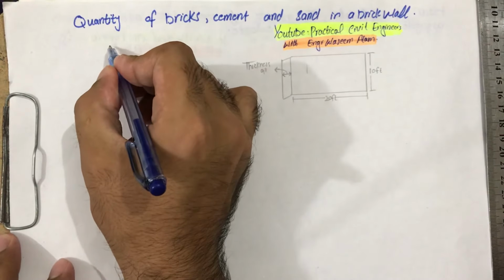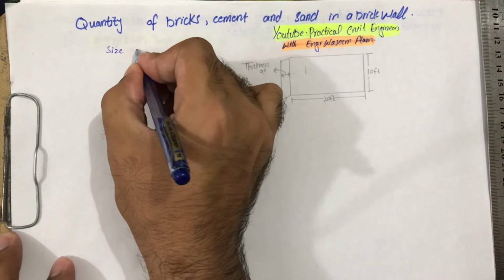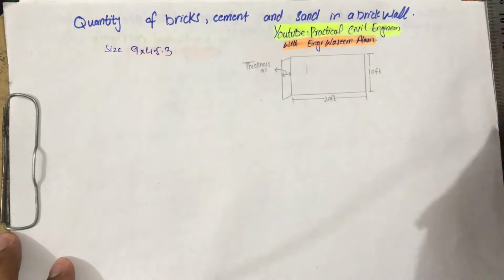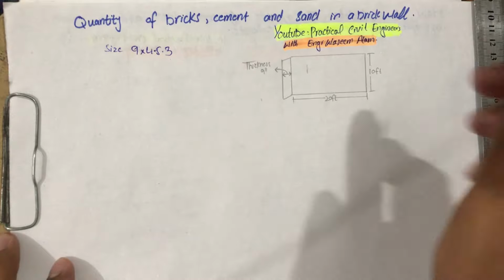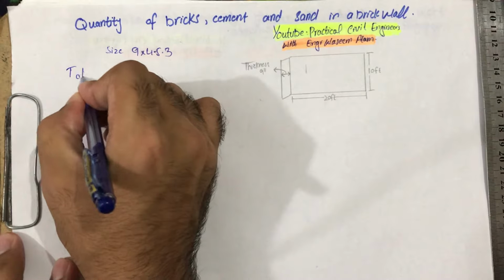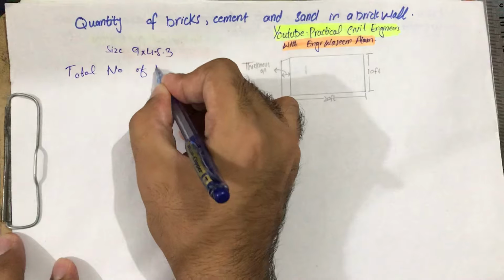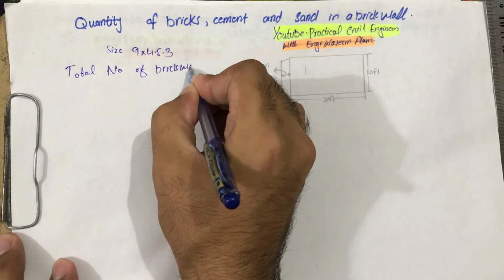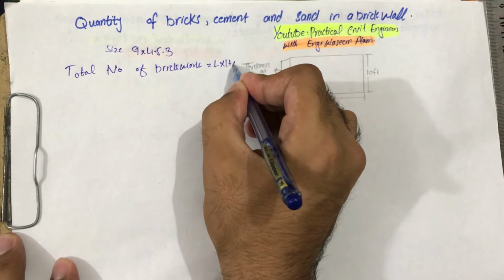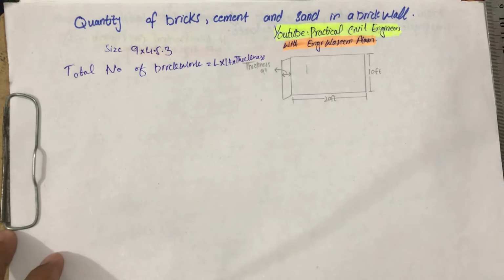First, we have to define the size of the brick. The size will be 9 into 4.5 into 3, the standard size of a brick. So the total volume of brickwork is L cross H cross thickness. So this is the formula for the number of bricks.